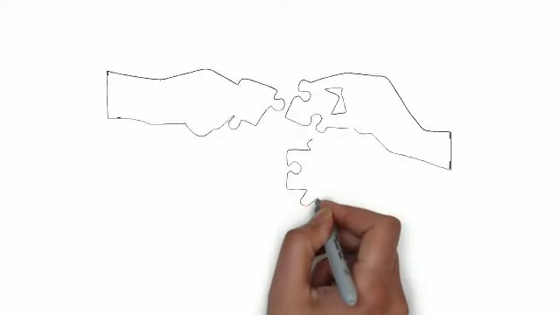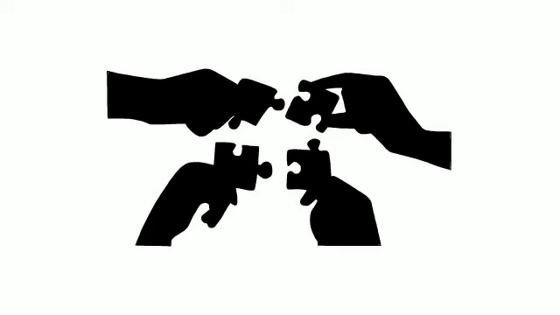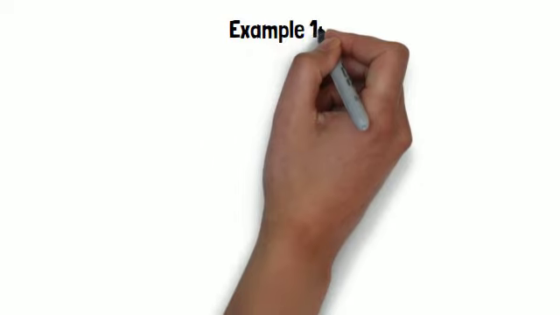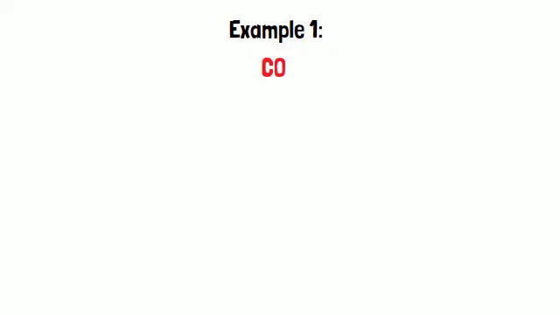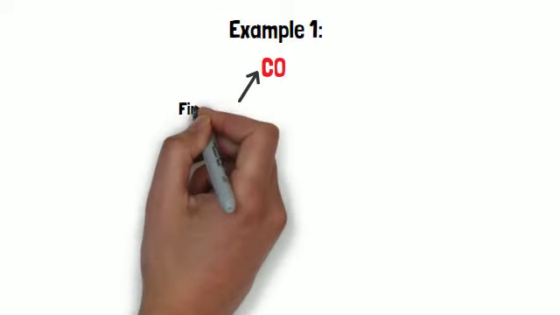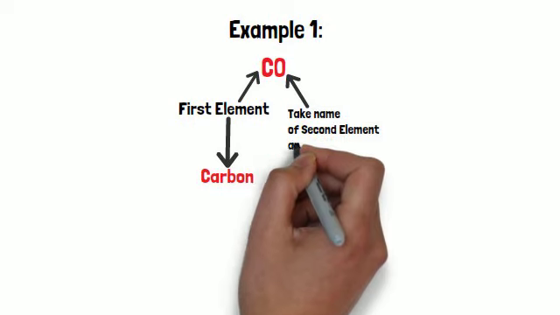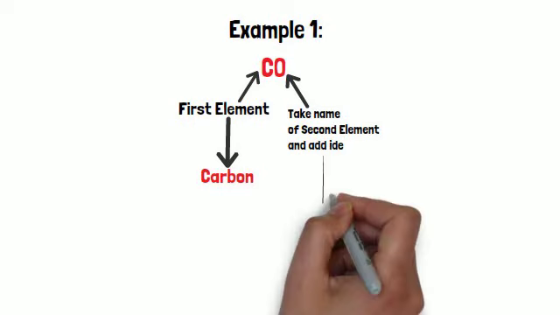Now, we're going to put all of the rules we just learned together and apply them to the following examples. You can always pause the video at any time to work through them by yourself. The first example we're going to be doing is CO. How would you go about naming this compound? Based on our first rule, the first element is named first. In this case, that is C, which is carbon. Next, we take the second element, which is oxygen, and add IDE. So it becomes oxide.